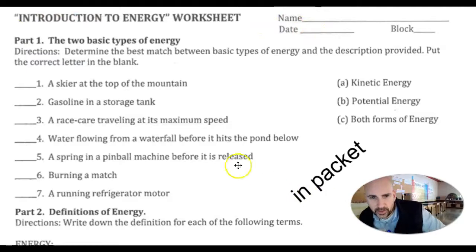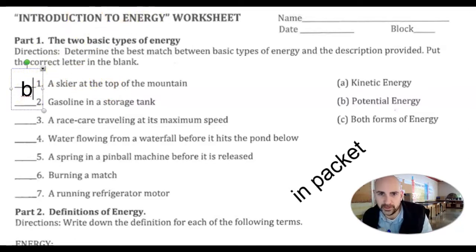All right, we're back, and we're going to go over some of the answers to the Introduction to Energy worksheet in your packet. The two basic types of energy are kinetic and potential, or both. Now, a lot of them, of course, could be both, but they ask you to do the best match. But what's the main example about? So, a skier at the top of the mountain. Being at the top of the mountain, I would gather that they have lots of potential energy, the ability to possibly go down the mountain.